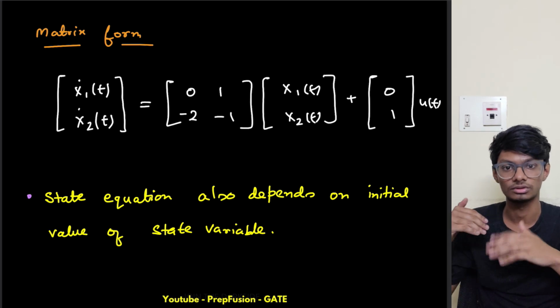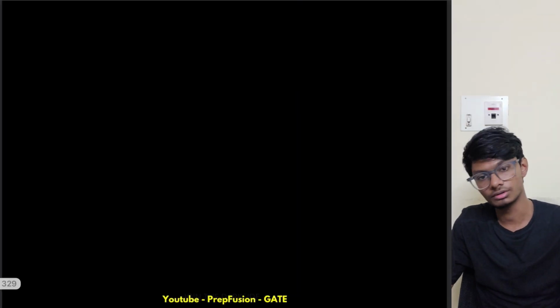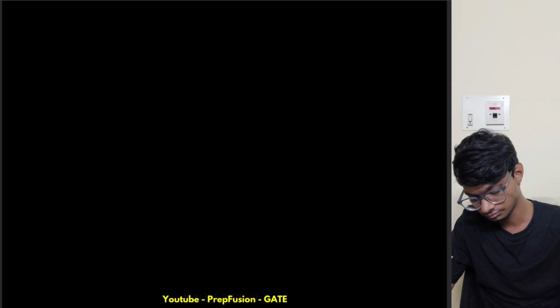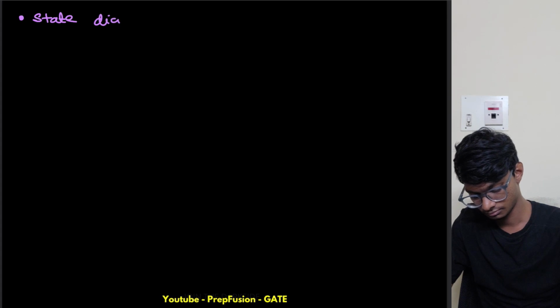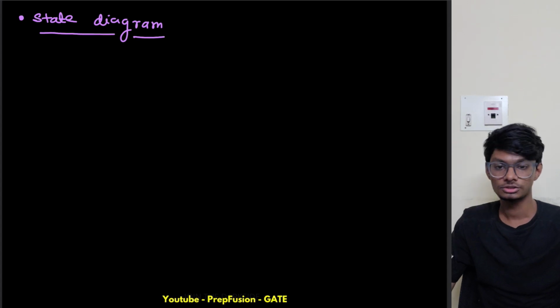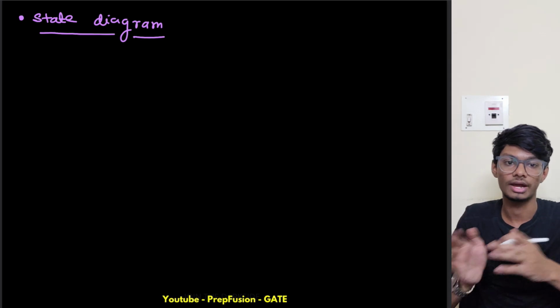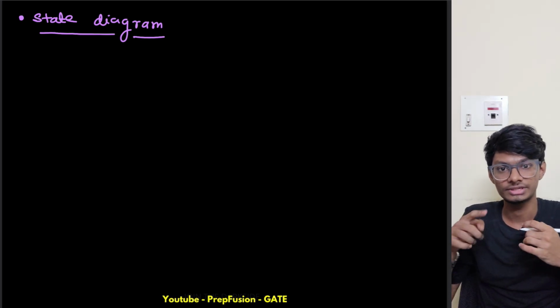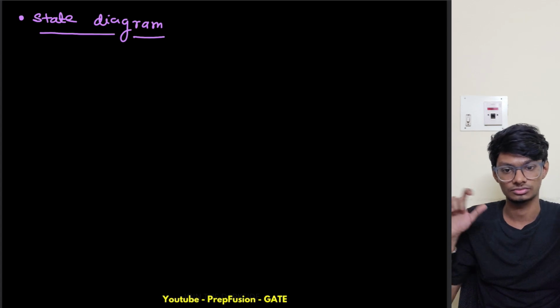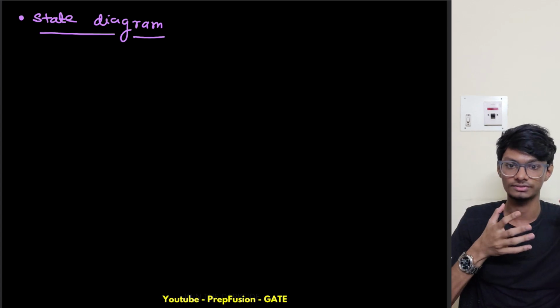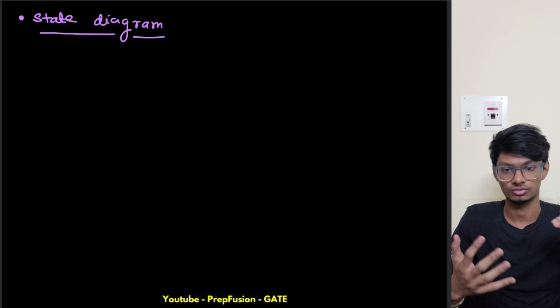Now what we will do is the second part of the question, that is, we have to draw the state diagram. So how to draw the state diagram? Basically, for drawing the state diagram, what I have to do is convert this into the Laplace domain. Why? Because the SFG has Laplace domain terms. So I will convert the state equations into the Laplace domain first, then I will solve.